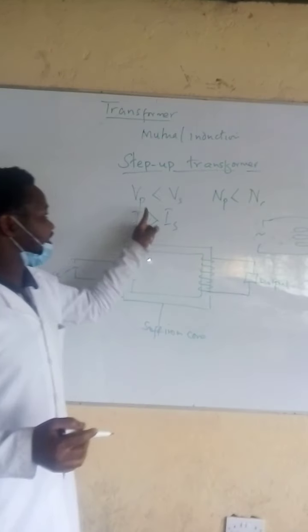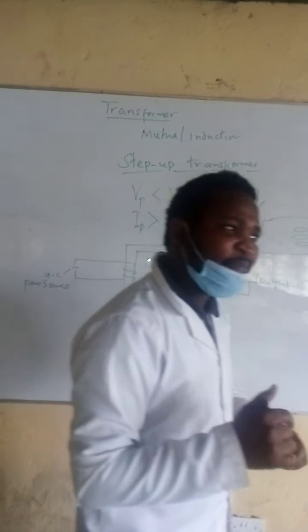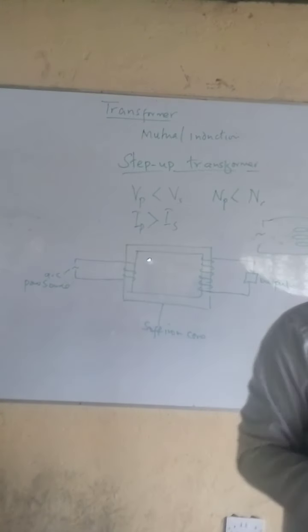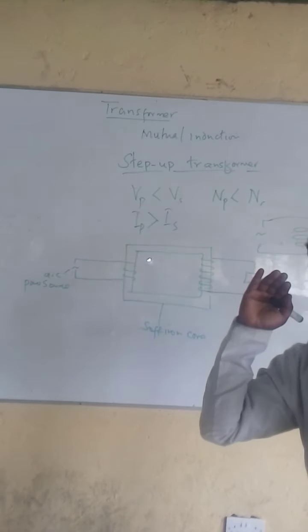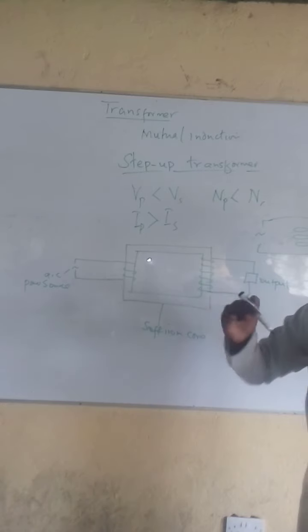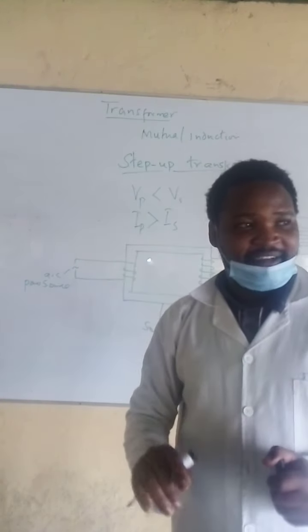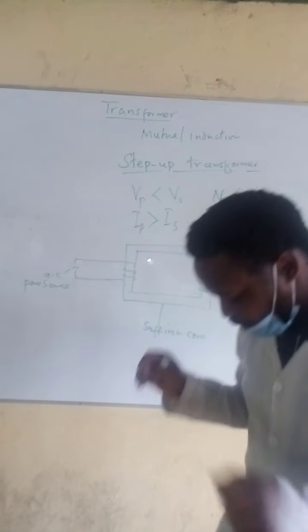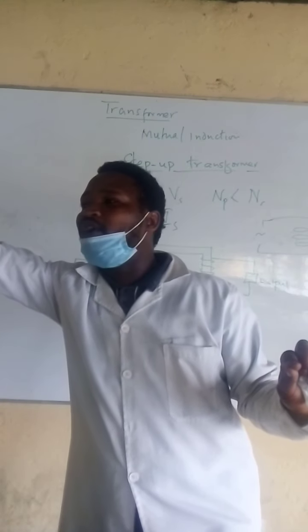The voltage is stepped up and the current is stepped down. Why do we step up voltage or the EMF that is induced? It is stepped up so that it can travel over a long distance. In fact, such transformers are usually found next to a power plant. After the EMF has been produced in a power plant, it is stepped up so that it can be transmitted over a very long distance.